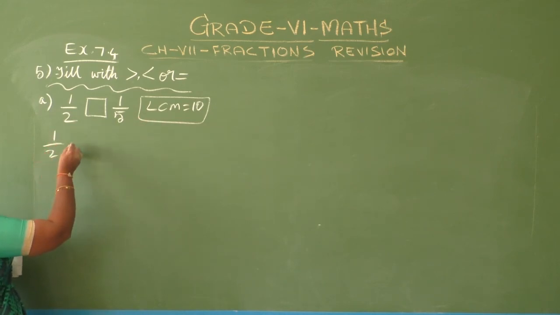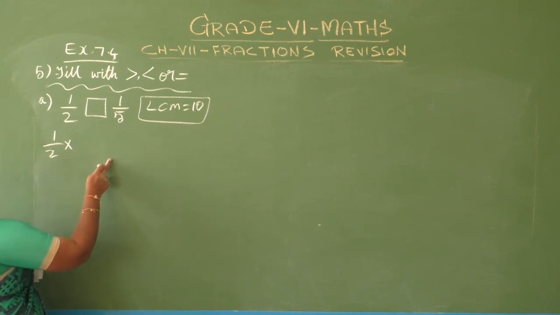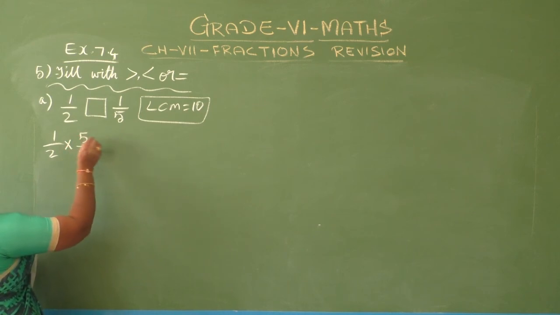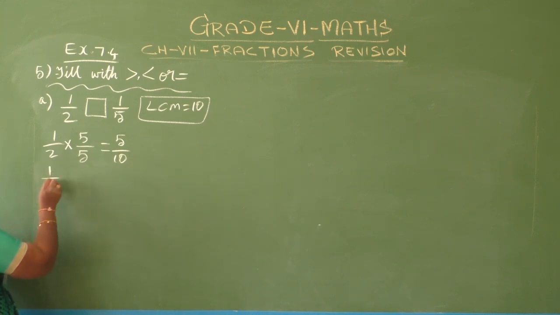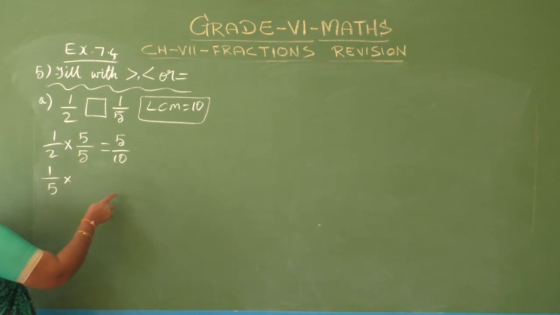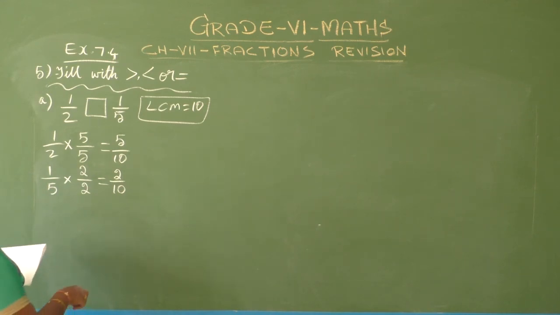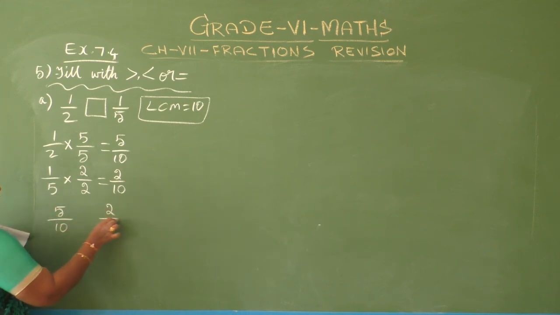Then I am going to make both fractions equivalent. To make the denominator 10, I will multiply this fraction by 5 by 5. 1 5 is 5, 2 5s are 10. Then for 1 by 5, to make 10, I multiply by 2 by 2. 1 2 is 2, 2 5s are 10. Now both fractions have the same denominator, so they are equivalent fractions. We have 5 by 10 and 2 by 10.